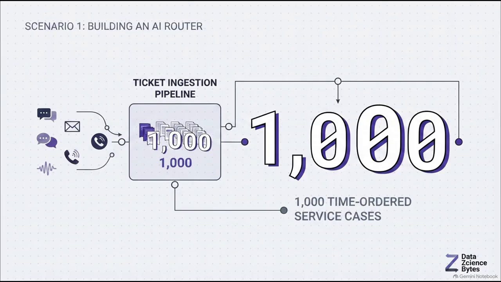Let's ground this abstract theory in a concrete real-world scenario. Imagine you're building an AI model to automatically route customer support tickets. Let's say you start with exactly 1,000 time-ordered service cases. We're using a relatively small, compact number here just so we can keep every transformation totally visible as we move through the pipeline. Now, these aren't just abstract rows in a spreadsheet. These are real interactions that actually happened, sequentially over time.